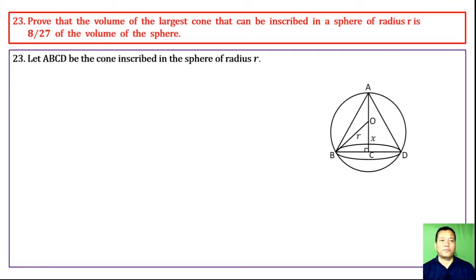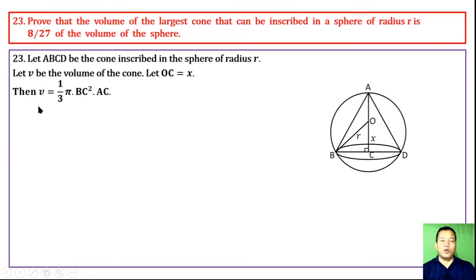Let us prove. Let A, B, C, D be the cone inscribed in the sphere of radius r. I have drawn the picture of the cone inscribed in the sphere. Let V be the volume of the cone. Let OX equal to x. Then volume of the cone is 1 by 3 pi r squared h, where r is BC and AC is its height.